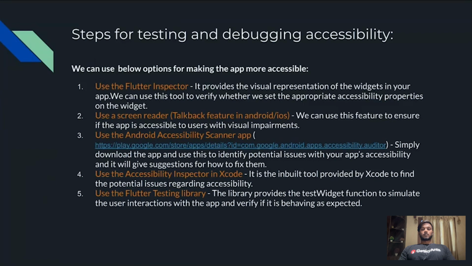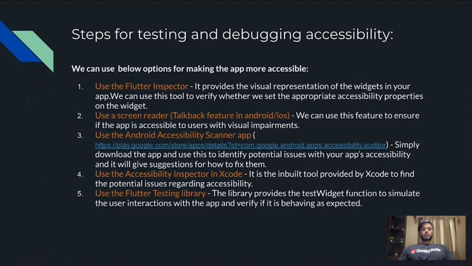These are some of the steps for testing and debugging accessibility. Use the Flutter inspector, which will give you a visual representation of the widget so that you can simply verify whether we have set the appropriate accessibility properties on the widget or not. Use a screen reader. It is nothing but the TalkBack feature, which is already available on both Android and iOS devices. And we can simply use this for testing accessibility.